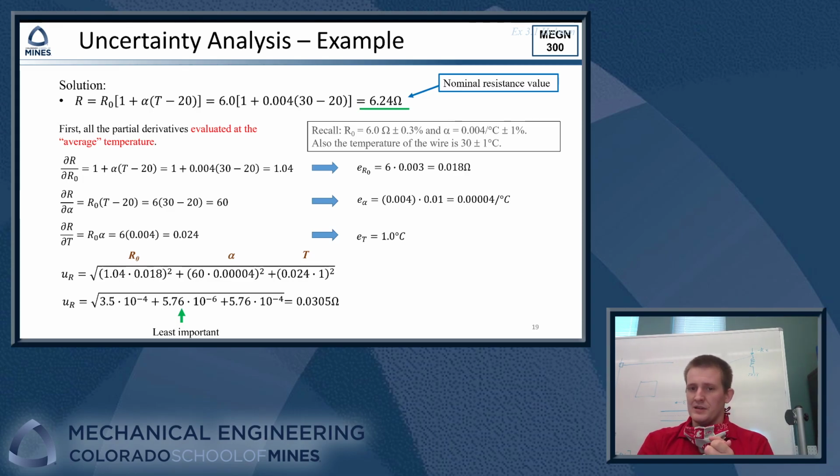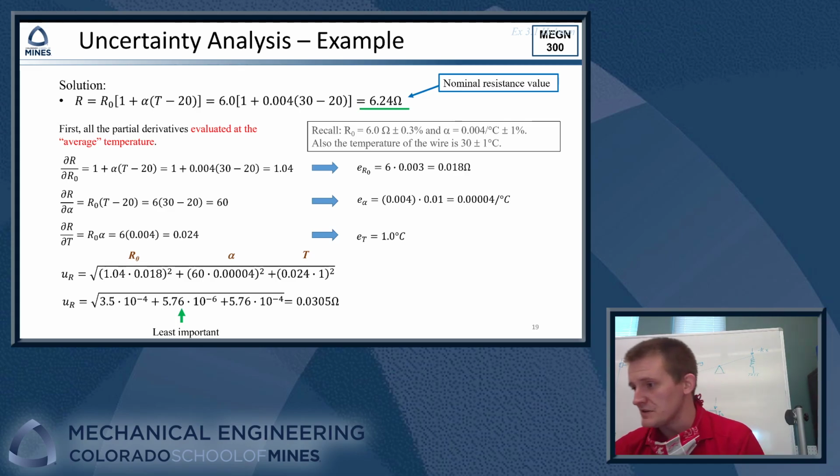Okay? And we'll keep doing that. We have to do that with alpha also, and then the error associated with T was given to us in degrees Celsius, so we don't have to do any conversions there. That's already got the correct units on it. All right, from there, we're just plugging into the error propagation formula.